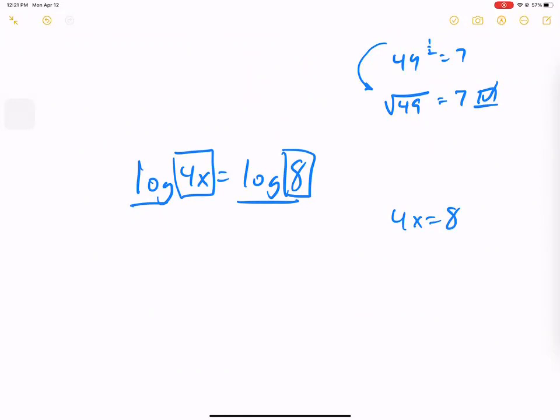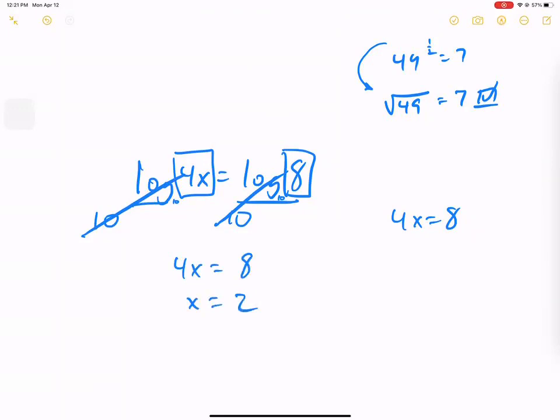Now, for us to do this algebraically, the way I would get rid of the logs is I would just say, since it's an invisible 10, because it's a common log, you just write 10 on both sides, and guess what happens to the 10? That cancels out the logs. So we're left with 4x equals 8. In this case, x would be equal to 2.